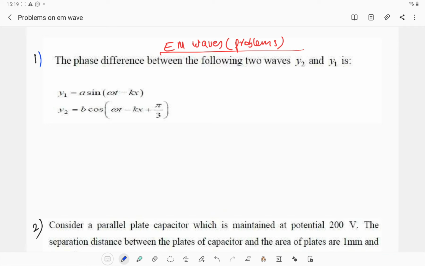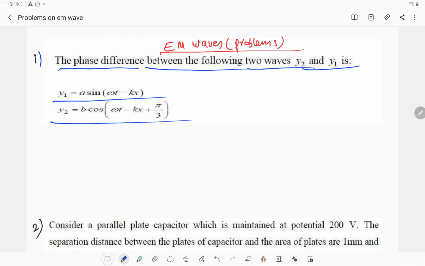Now we are going to discuss some important problems from electromagnetic waves. So here is the first problem. The phase difference between the following two waves y2 and y1 is. Here y1 is a sin(omega t minus kx) and y2 is b cos(omega t minus kx plus pi by 3). While measuring the phase difference, the two given functions must be either both sine or both cos.